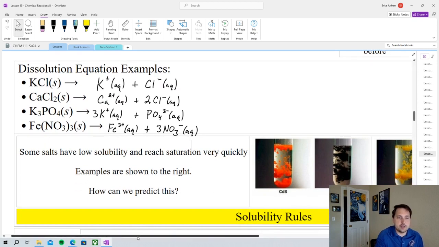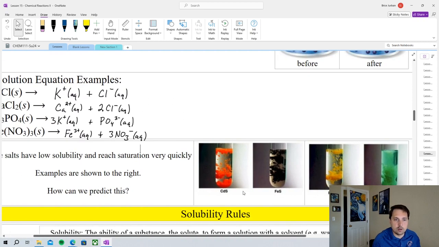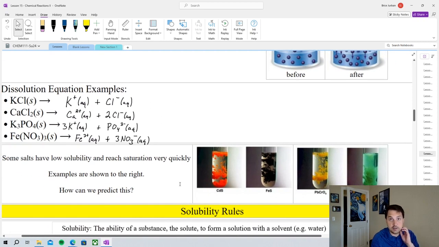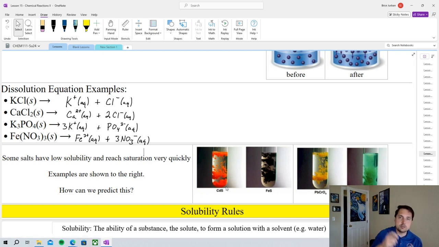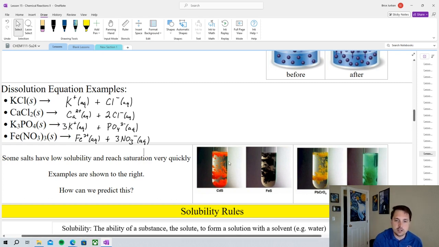Now, our next topic is to think about how we can predict the relative solubilities of different salts. So some salts have low solubility and they reach saturation very, very quickly. And this is shown in a drop test where you have some amount of water and you put a small amount of that salt into the test tube. If you get a result like one of these 4, you know that you have fairly low solubility.